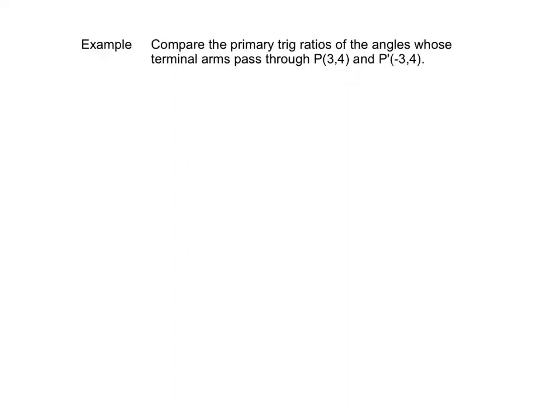Okay, here we go with our last example then. So it says, compare the primary trig ratios of the angles whose terminal arms pass through (3, 4) and (-3, 4). Okay, so basically 2 points on opposite sides of the y-axis. So let's start with our sketch of the angle whose terminal arm passes through the point (3, 4).